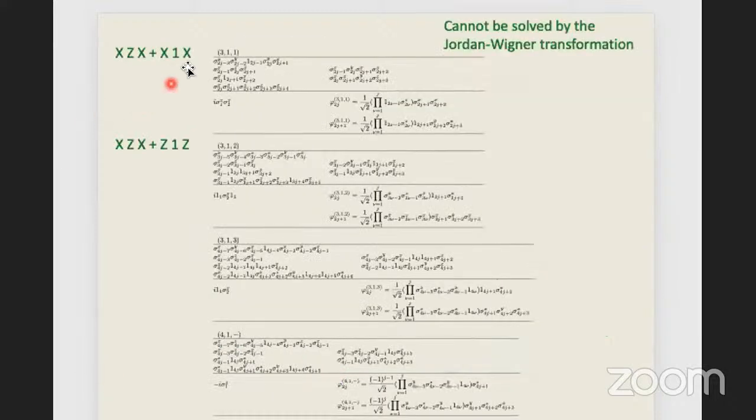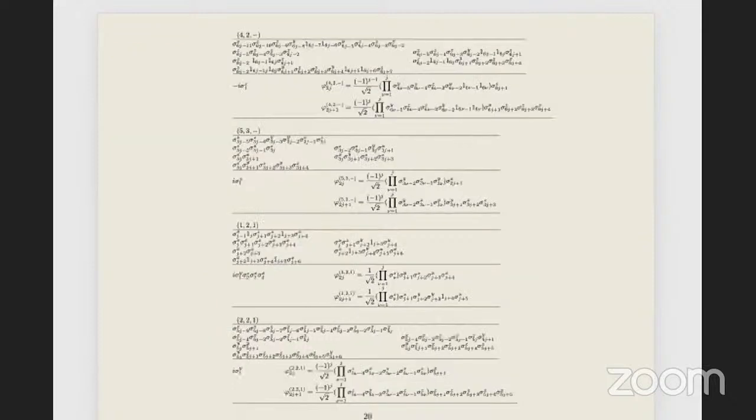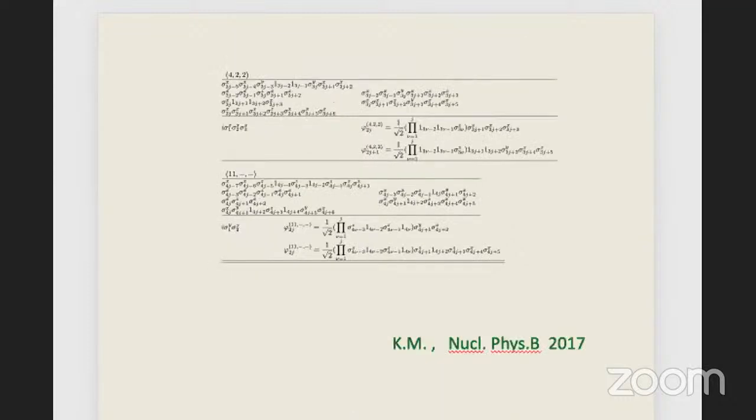The cluster model with the next nearest neighbor interaction here belongs to this case, and the cluster model with another next nearest neighbor interaction, this sigma j z and sigma j plus 2 z, belongs to this case. These cases cannot be solved by the Jordan-Wigner transformation, but these models are also solvable by our formula. We can find other solvable interactions here, or like this. These are summarized in this paper.